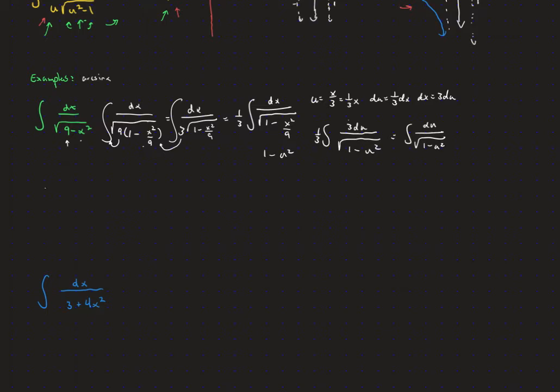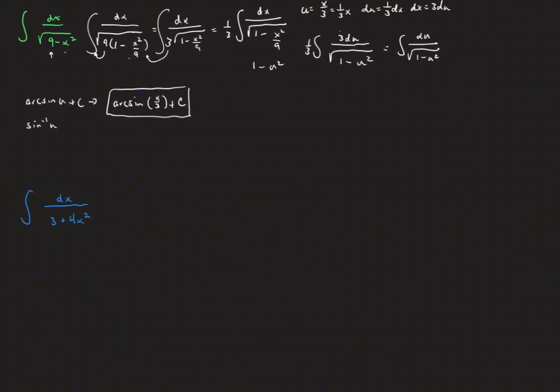So that is going to be an arc sine of u, and you could also call it an inverse sine of u. That notation is interchangeable. Those are equivalent. And so then we're going to go back to our x's, and so our answer to this integral is going to be the arc sine of x over 3 plus c. Interesting stuff. Okay, going to scroll up.